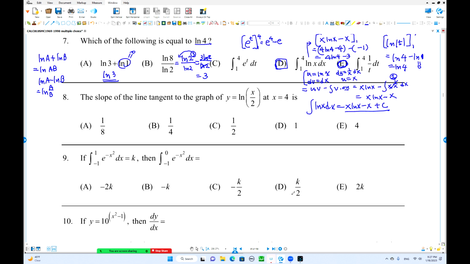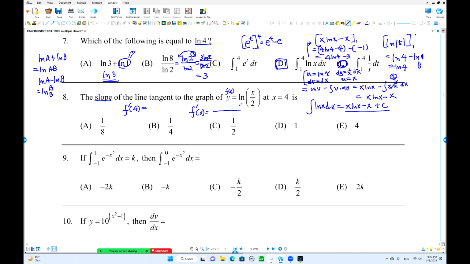The number is the slope of the line tangent to the graph y equals ln of x over 2 at x equals 4. Slope of the tangent line, we're going to find f prime at x equals 4, isn't it? That's it, right? So f of x equals ln of x over 2. So what is f prime of x? We're going to find f prime of x.